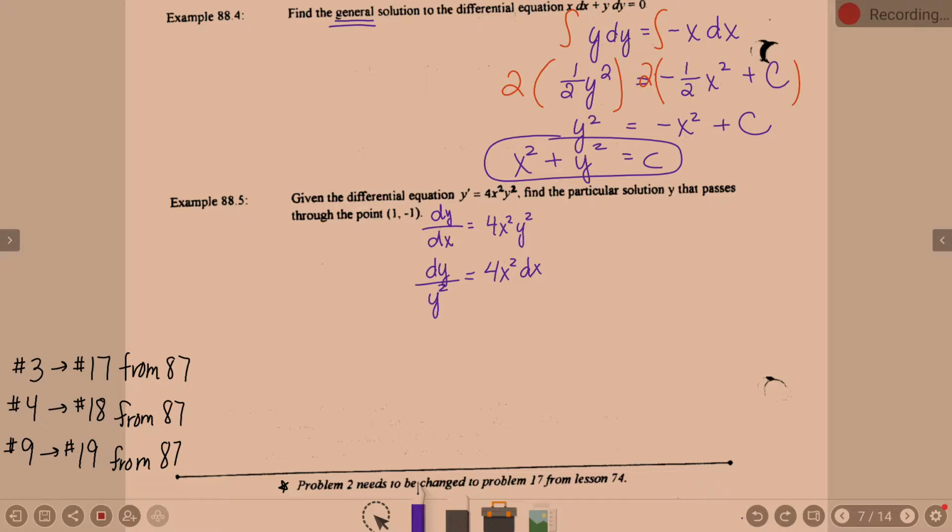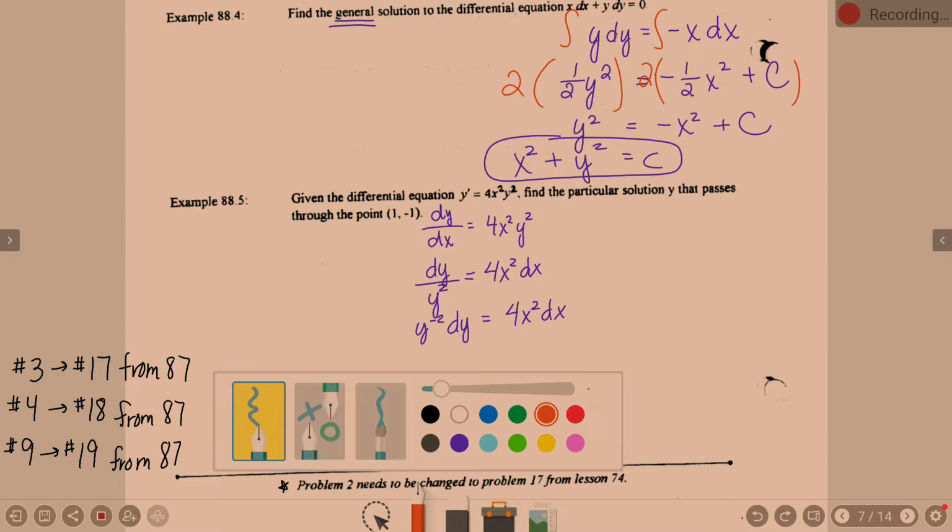Now, I wrote it as dy over y squared, but dy over y squared is y to the negative second dy equals 4x squared dx. That would be the best form, I think, to write it in. Now we are ready to integrate.